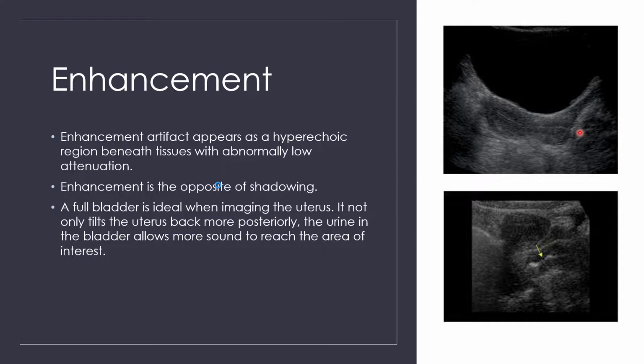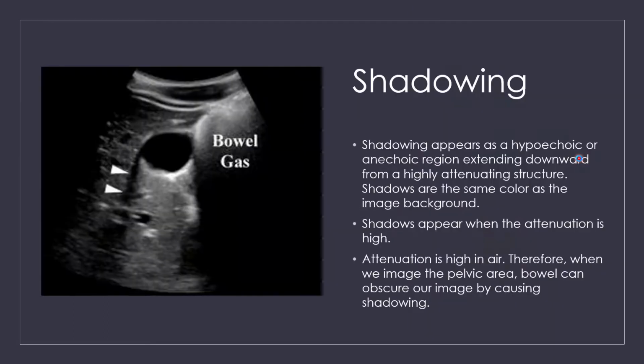And remember, enhancement is an artifact, and it's where there's less attenuation, so we can see more of what's beneath that low attenuating structure. Okay, the second artifact we'll talk about is shadowing. Now shadowing affects us a lot because shadowing appears as a hypoechoic or even anechoic region, remember, no echoes, that extends downward from a highly attenuating structure. So remember, attenuation means weakening of the sound.